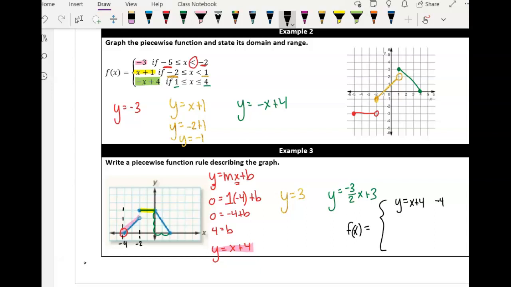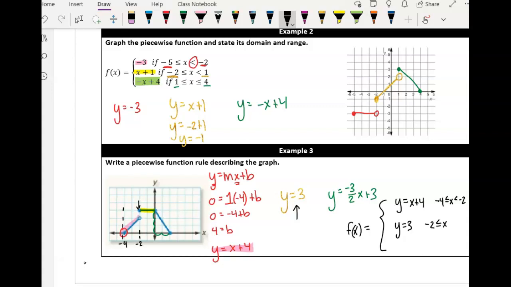So we have negative 4, right? My x value can be between negative 4 and negative 2. Well, it can be greater than or equal to negative 4, but it cannot be equal to negative 2 because of that open circle, okay? And so now I'm going to put my next equation here. Well, it fits this rule when, again, notice where does it start? It starts here at negative 2, and it can equal it. So we're going to have the equal to sign.